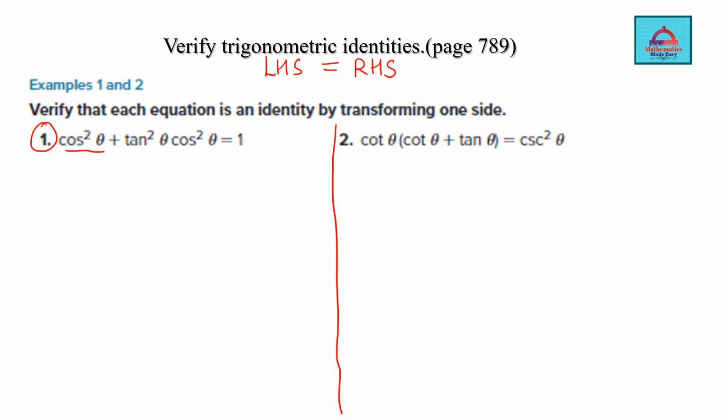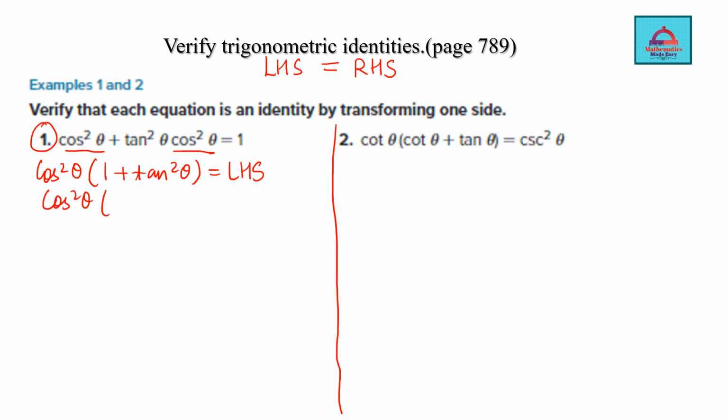If you look carefully, cos square is common. So we can take it out, and inside you are left with 1 plus tan square theta. So which side did we start with? We started with the left side because it is more difficult. Right hand side is only 1. So this is cos square theta.